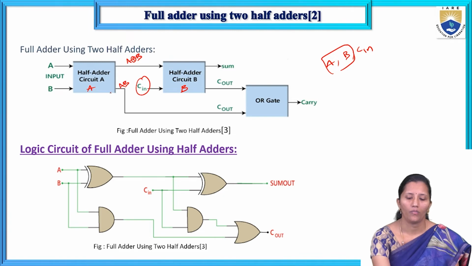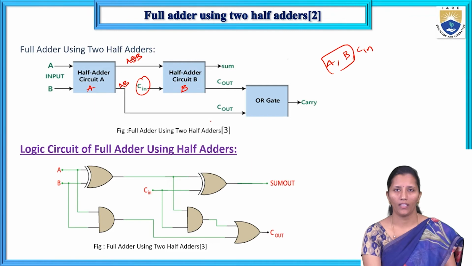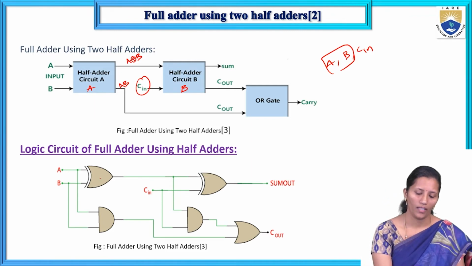Okay, and the carry output of the first half adder is given as an input to the OR gate, and the carry of the second half adder is given as the other input to the OR gate. So if we write the half adder circuit in terms of gates, a half adder is represented as an XOR gate and an AND gate. Here A and B are given to the XOR gate, and we get A XOR B. A and B are also given to the AND gate, and here we get AB.